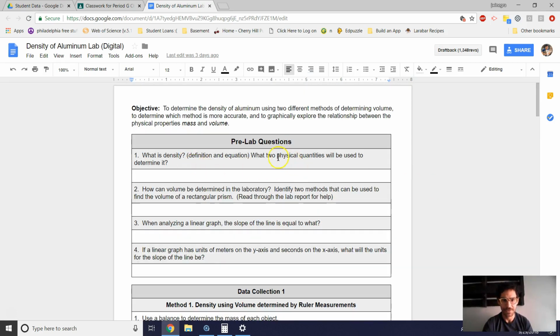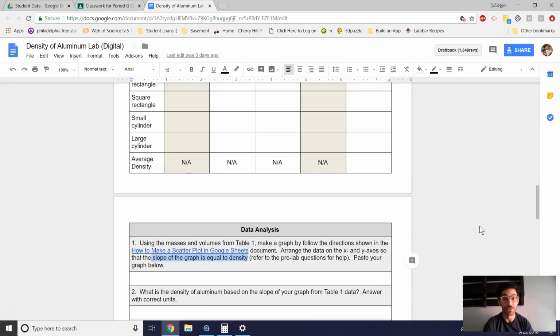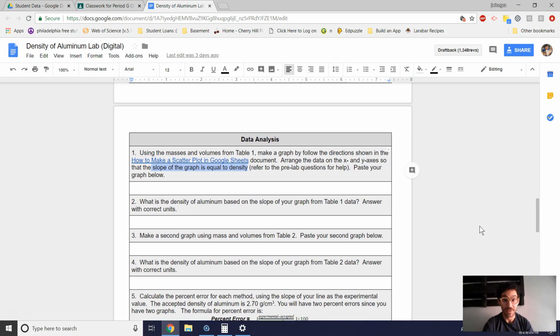What is density and what two physical properties? You need the equation for density. So you're going to want to use your equation for density to help you with this, and you're going to need to arrange those masses and volumes on the x and y axes so that the slope is going to be equal to density.